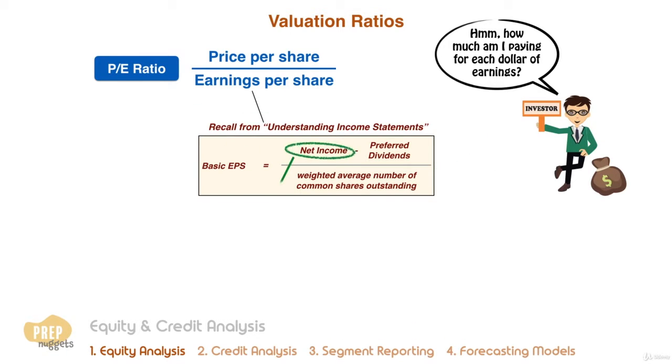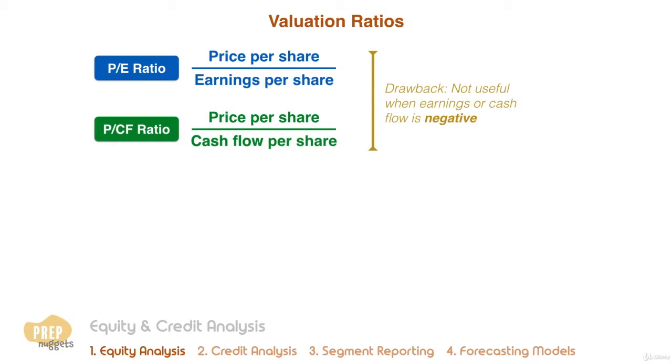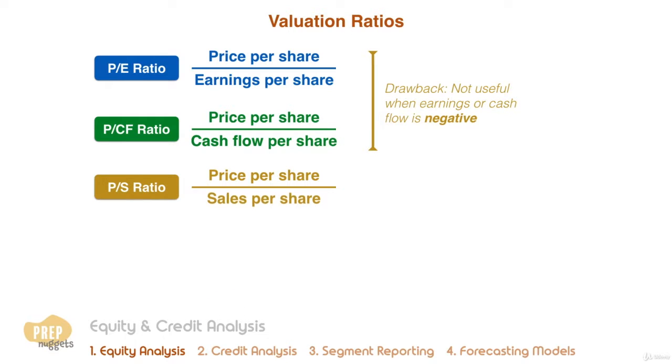Because net income is generally considered to be more susceptible to manipulation, some analysts use price to cash flow as an alternative measure. One drawback to the price to earnings and the price to cash flow ratios is that they are not useful when the earnings or cash flow is negative. In such a case, the price to sales is an alternative comparative price metric when a company does not have positive net income or cash flow. It's calculated simply by dividing the price per share by the sales per share.